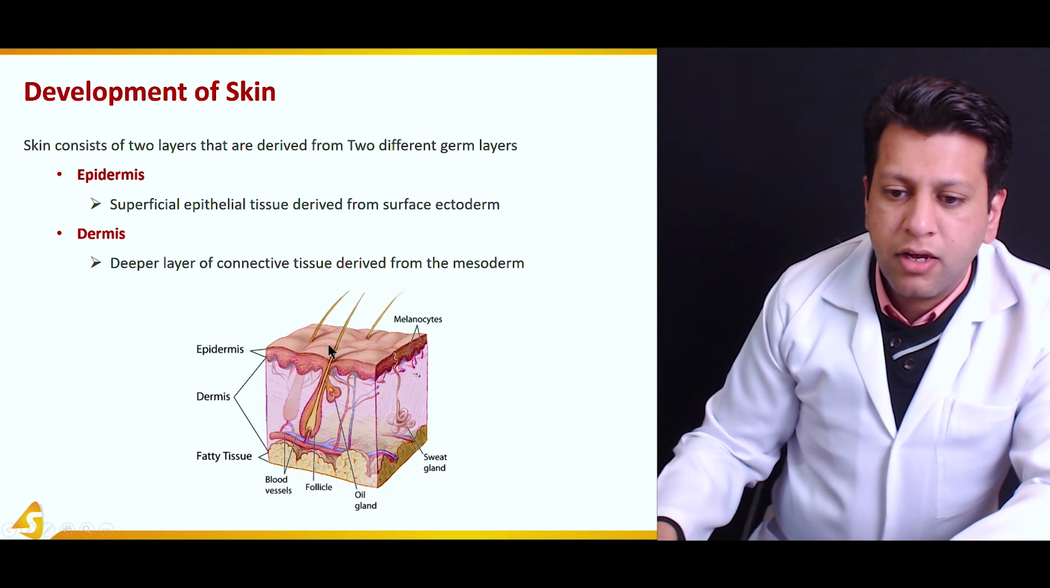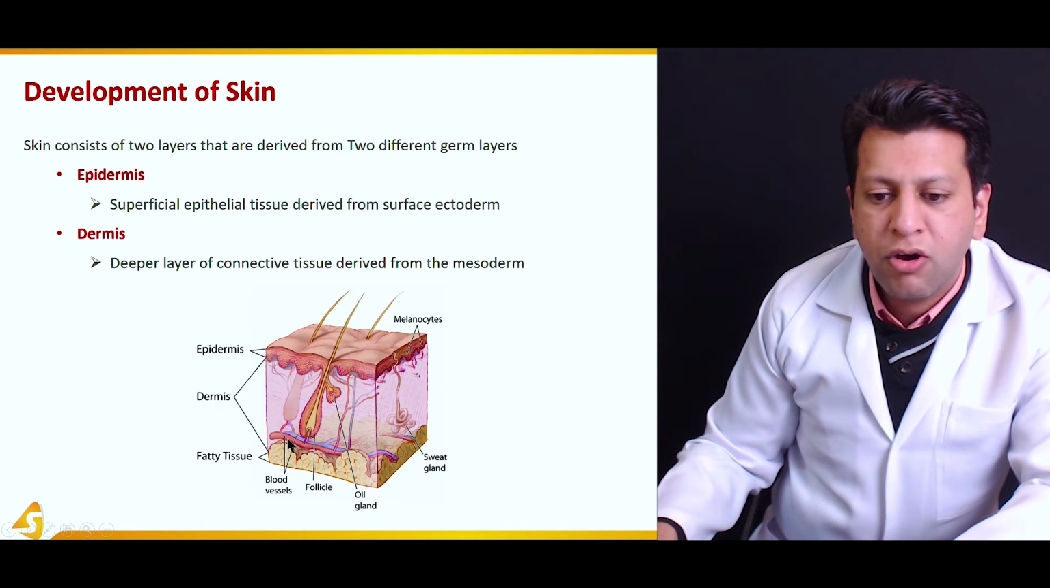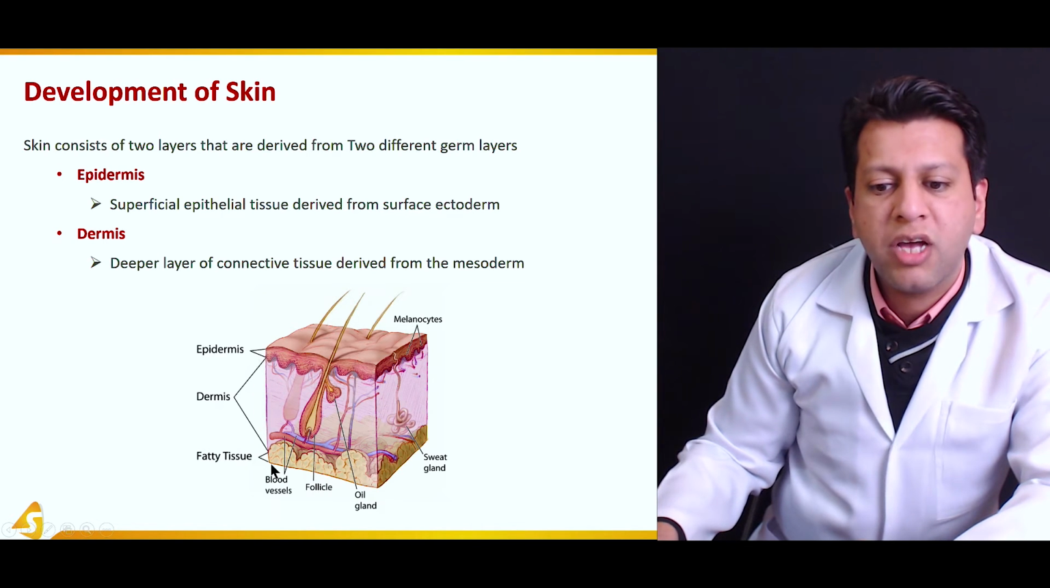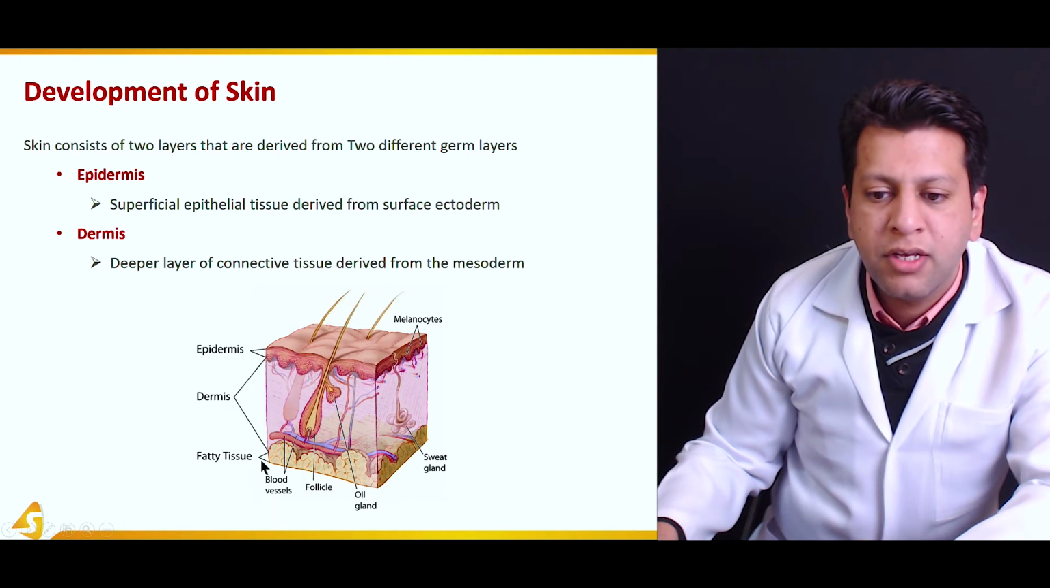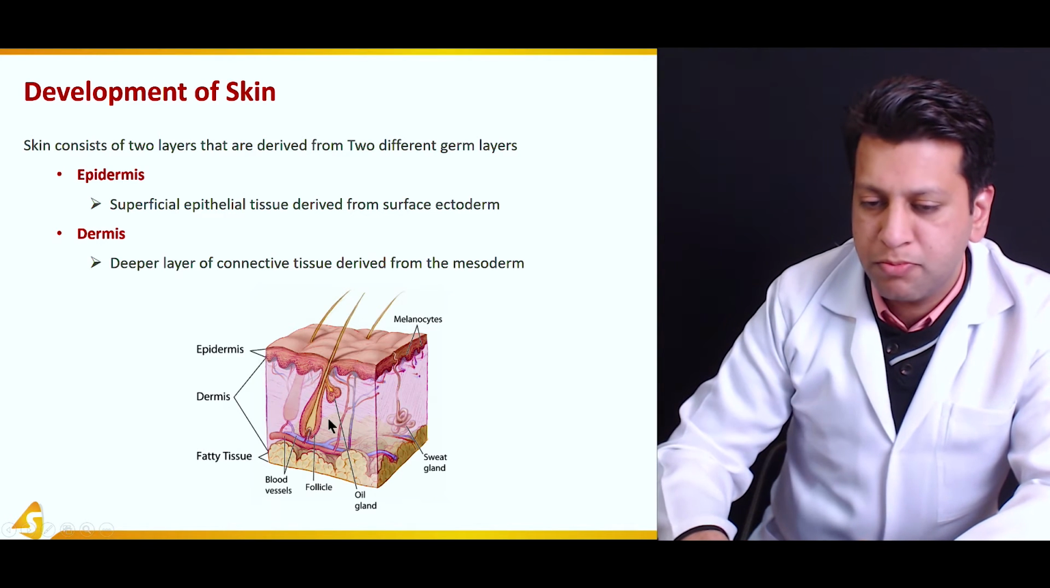Now this is a diagram also showing the same thing. This is the epidermis, this is the dermis, and this is fatty tissue, also called the hypodermis. So this lower layer is also called the hypodermis. And the point over here is that the epidermis is derived from the ectoderm and the dermis is derived from the mesoderm.